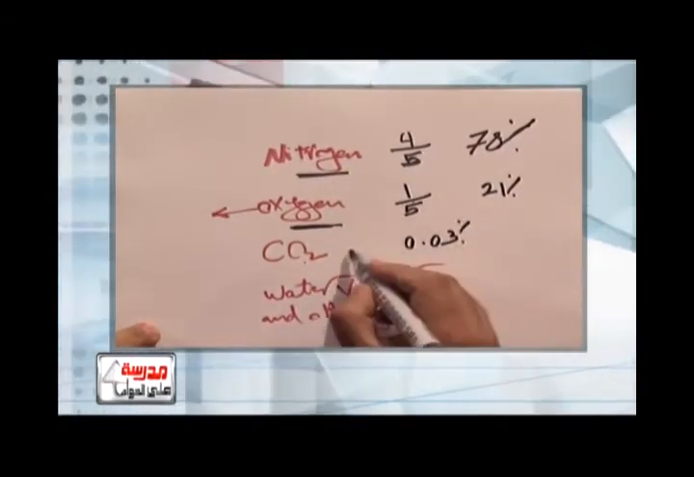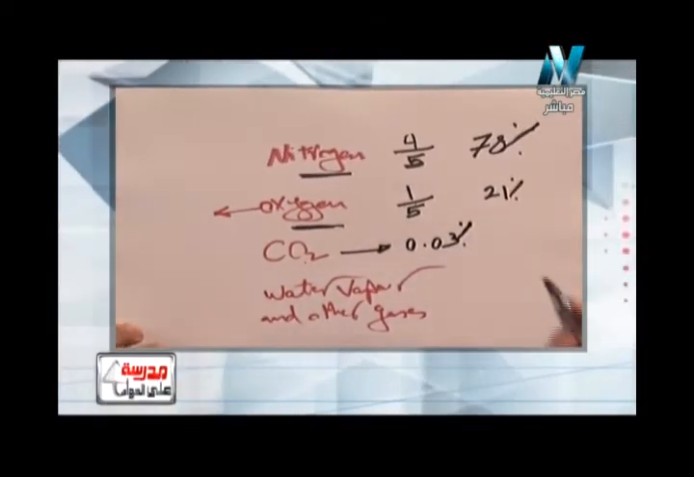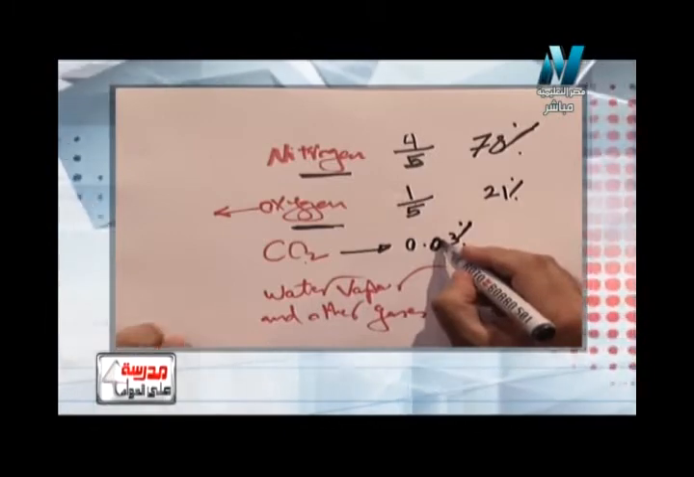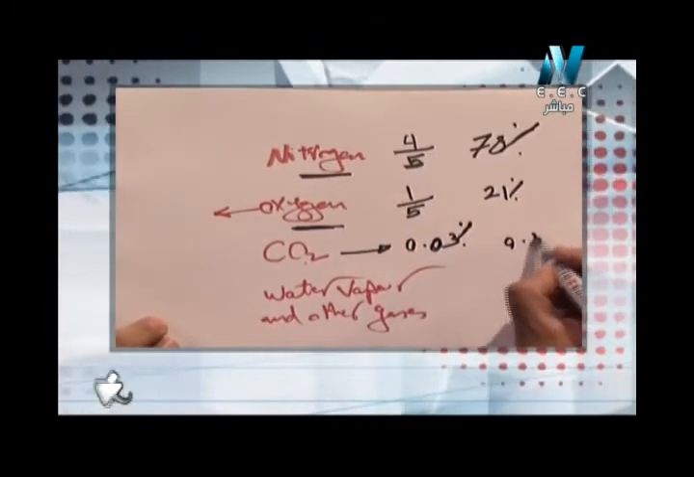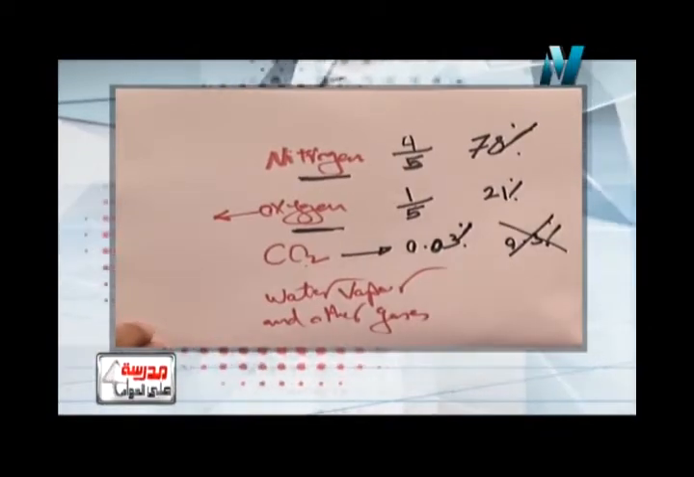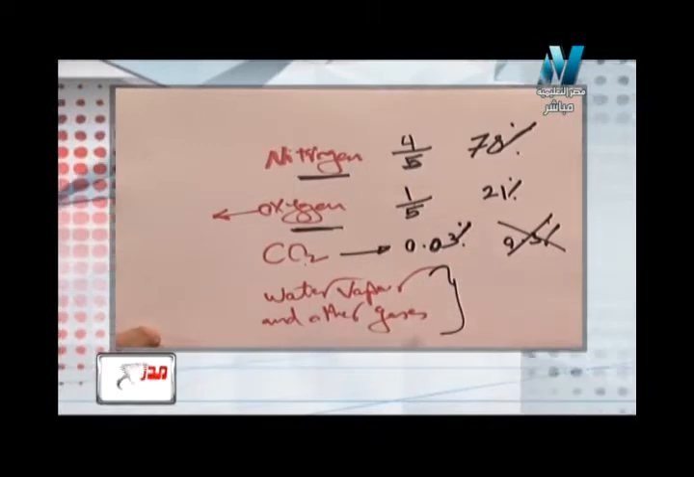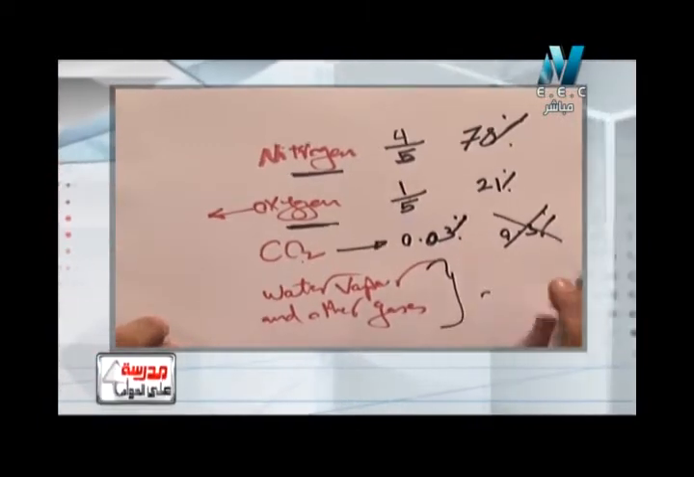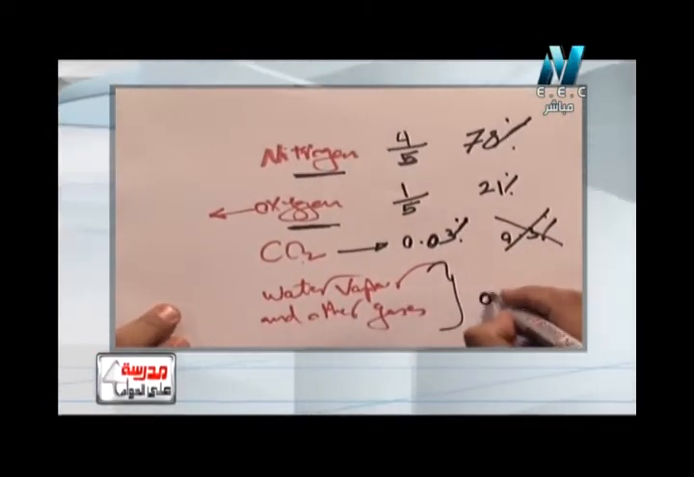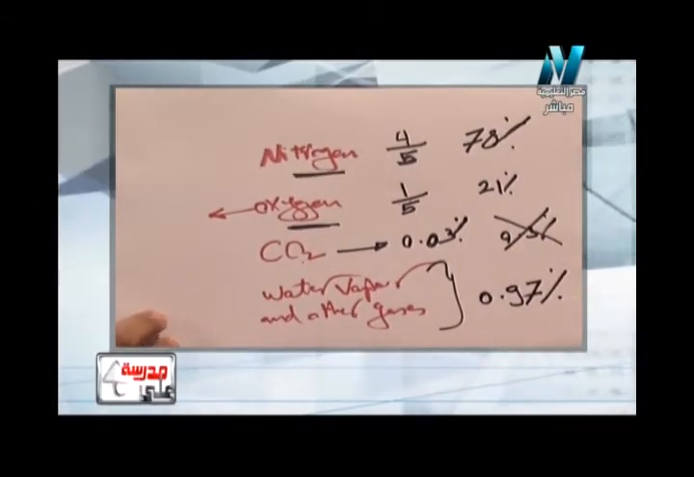Carbon dioxide only is 0.03%. Please make sure to write 0.03. If one writes 0.3%, it will be wrong. Again, carbon dioxide gas will be 0.03%. So what about water vapor and other gases? They will be 0.97%.